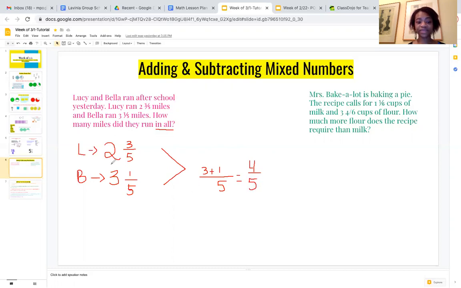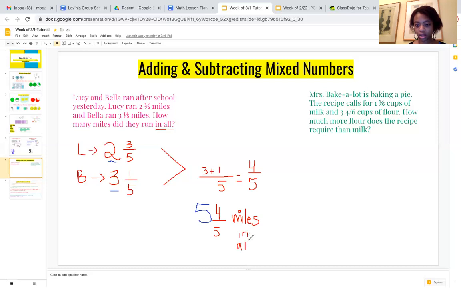And then we can't forget the whole numbers. It's very, very important that we add the whole number. So in this case, we have 2 and 3. So we end up getting 5 and 4/5. So Lucy and Bella ran 5 whole miles and 4/5 of a mile in all. And it's always great to label. In all.